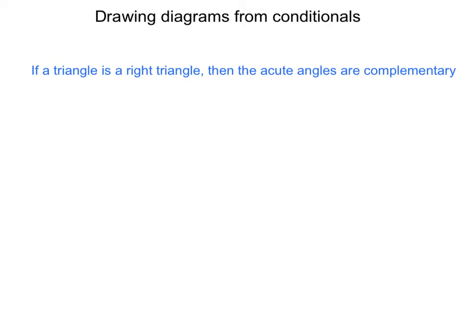Okay, so now we're going to start using some conditionals. So I have a conditional here. If a triangle is a right triangle, then the acute angles are complementary. So the first thing we're going to do is draw a picture. So we're going to draw a diagram based on this conditional.